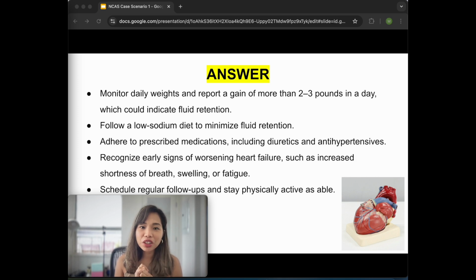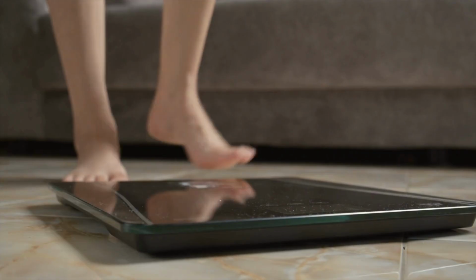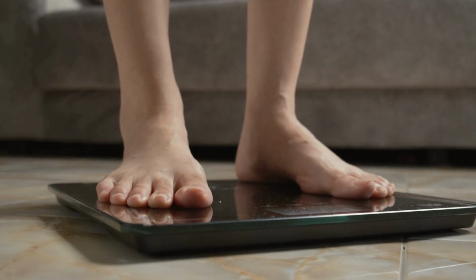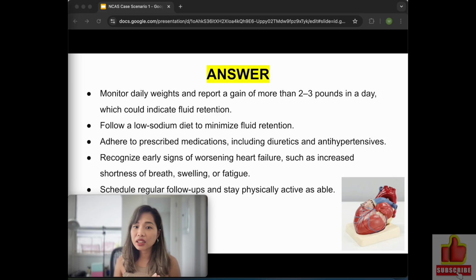So in this situation, we want to teach the patient to monitor their weight daily and report a gain of more than 2 to 3 pounds in a day. Because if the patient has a weight gain of more than 2 to 3 pounds in a day, that can indicate that the patient is retaining water again. So they need to call the doctor, right?